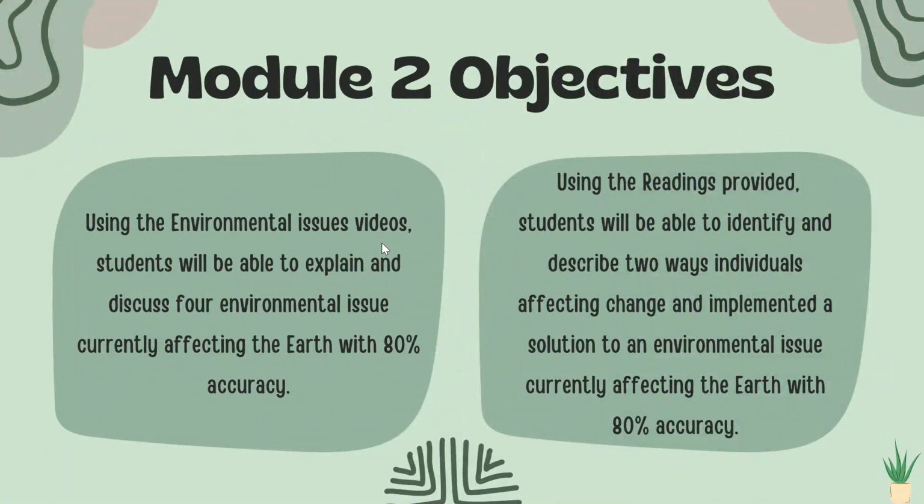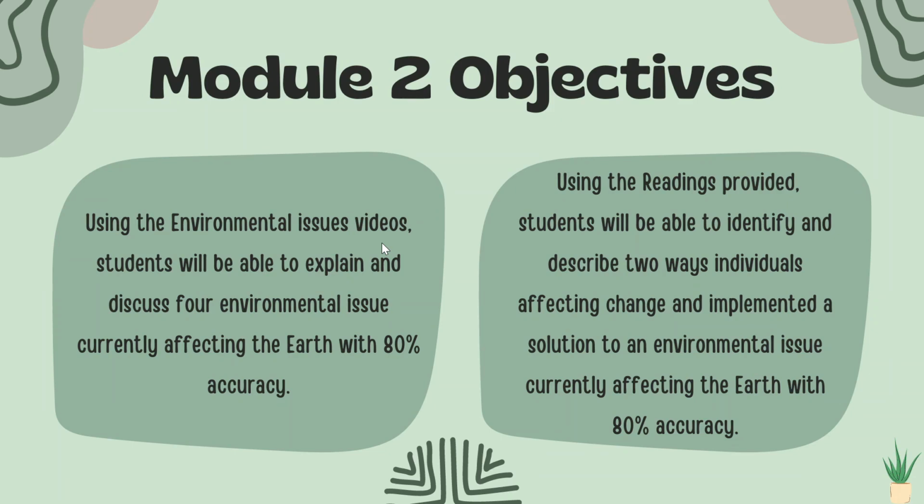So your 2 objectives in this module are using the environmental videos. Students will be able to explain and discuss 4 environmental issues affecting the Earth with 80% accuracy. You're going to get 6 videos about 6 different topics. You need to be able to discuss 4 of them. So pick your 4 favorite, pick the 4 most interesting, pick the 4 that you remember. It's totally up to you.